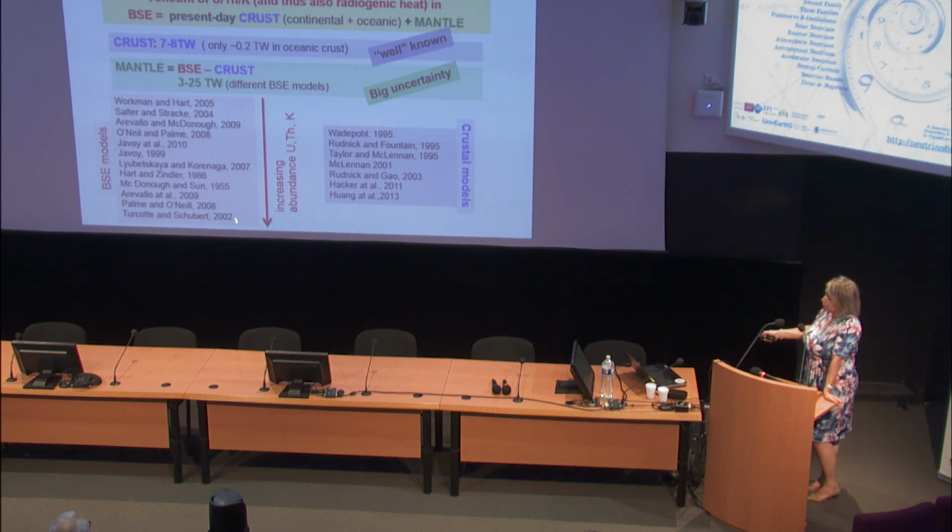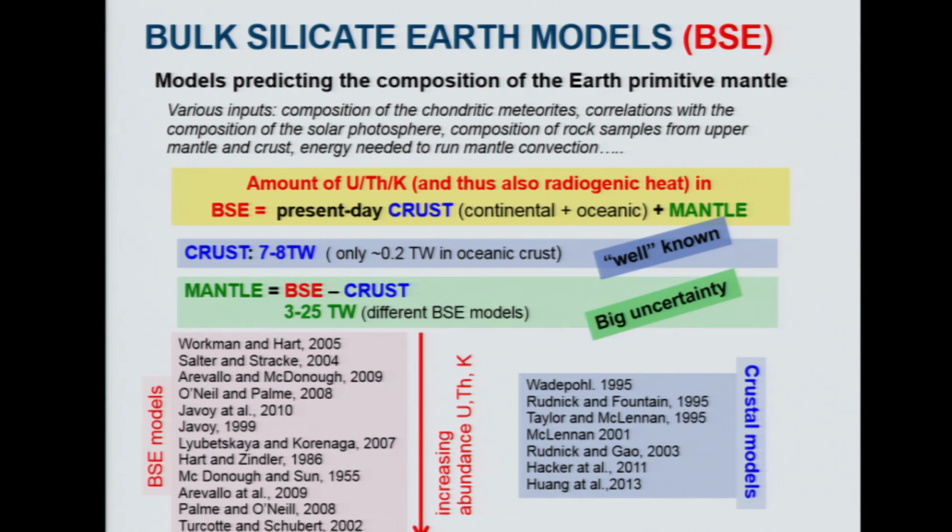So in order to get the amount of these elements, and thus also the radiogenic heat in the mantle, what one has to do is to take the prediction of the geochemical model, pick one of the models which exist on the market, and subtract the relatively well-known contribution of 7 to 8 terawatts from the crust, which we know precisely because we have the samples here. There are existing works about this. And then you get a span of 3 to 25 terawatts of radiogenic contribution of the mantle to the total 47 terawatt heat flux going out of the Earth. So it's a big uncertainty.